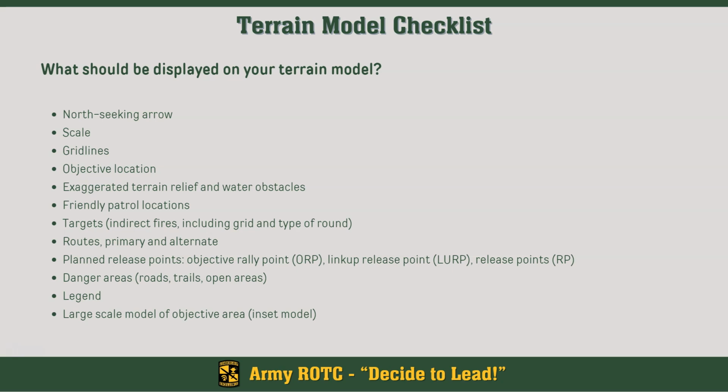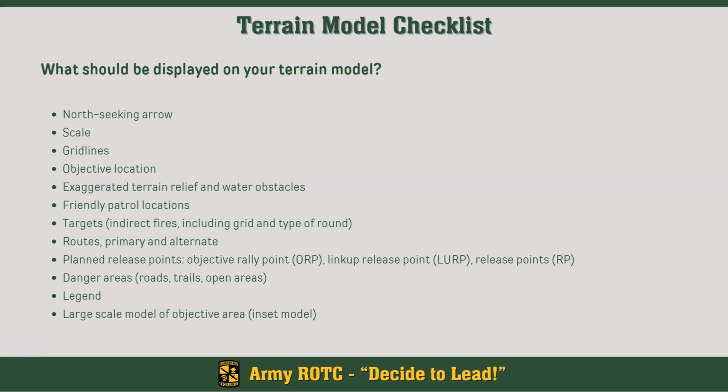Now, what should be displayed on your terrain model? There should always be a north-seeking arrow. You should have a scale. I don't see those very often, but you should have a scale on there if you have the time to add it. Of course, you can have your grid lines, which can be used with yarn or string, fishing wire. There's all kinds of different ways that you can create those grid lines. Of course, you should have your objective location marked. You should use the terrain that you can to show the exaggerated terrain relief and water obstacles in the map.